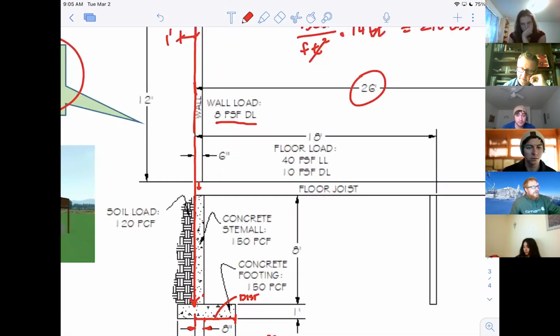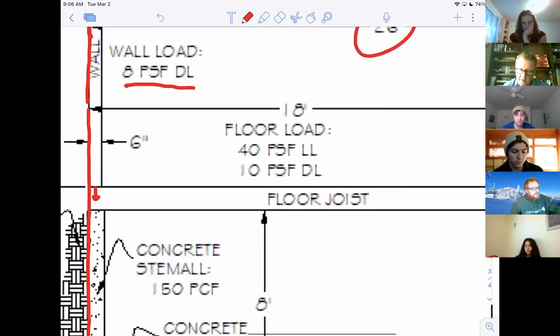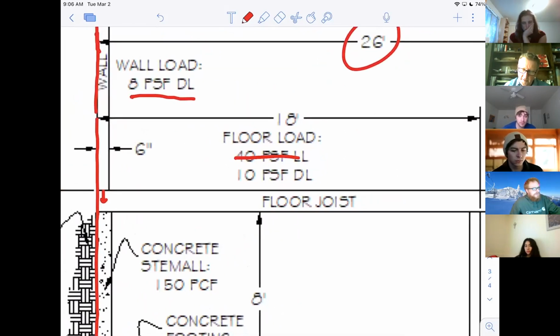Notice though, floors and garage floors have live load and dead load. Floors have a ton of live load because you can put water beds and fill them full of people and stuff like that. But again, you're not paying attention to live loads. I just put them in there because it's kind of cool.